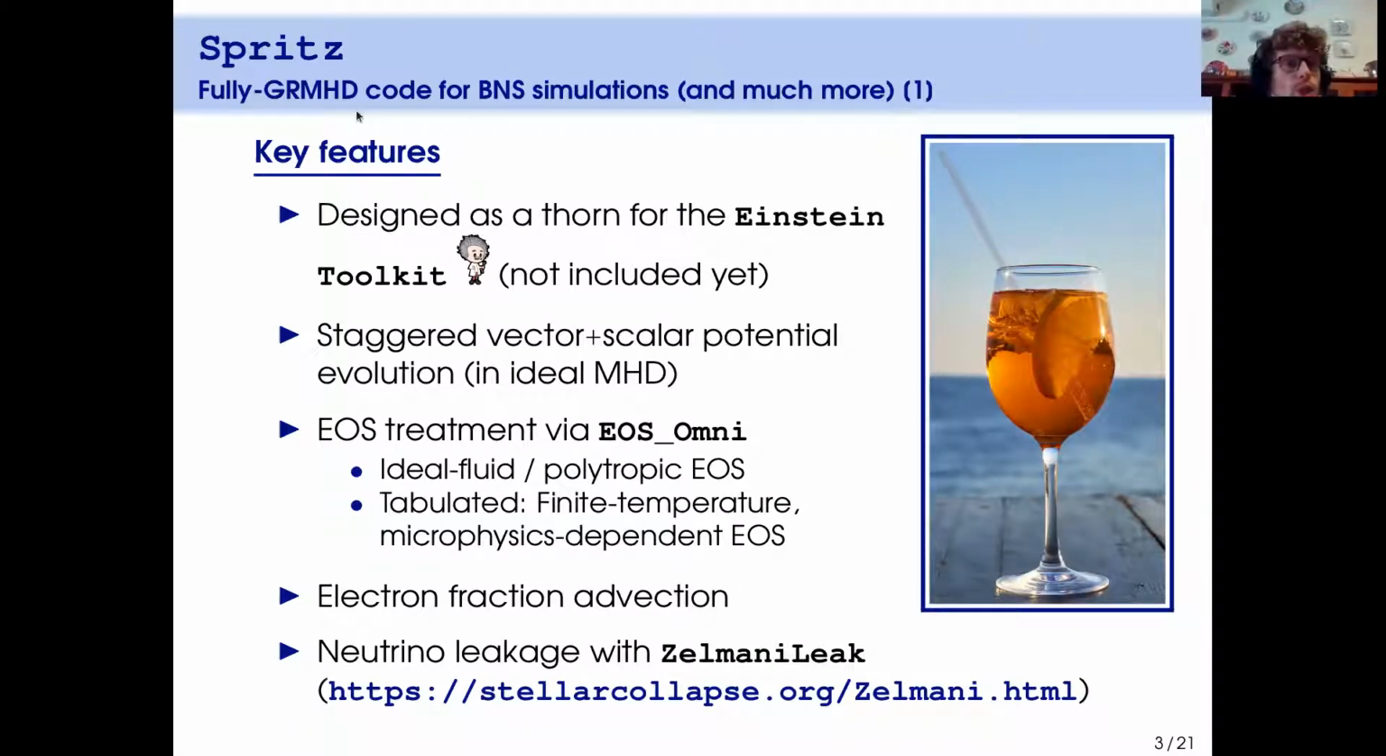Spritz is a fully GRMHD code, which is designed to be a thorn in the Einstein Toolkit, and it will hopefully be included in it at some point in the future. It features a staggered vector and scalar potential evolution in ideal MHD. It supports ideal fluid or polytropic EOS, as well as tabulated EOS, which typically depend upon rest mass density, temperature, and electron fraction. It also supports electron fraction advection and neutrino leakage with ZelmaniLeak.